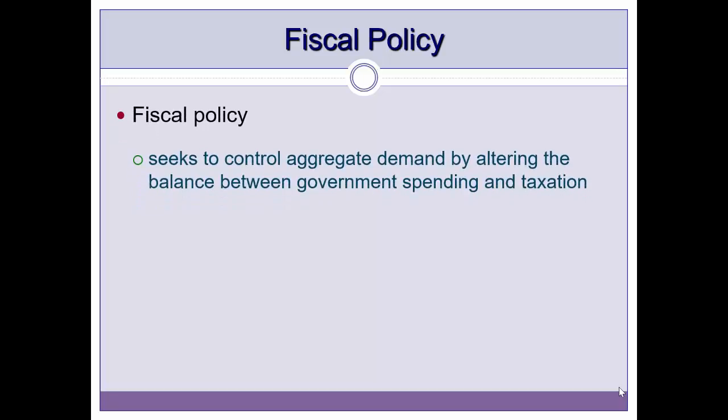Okay, so briefly, fiscal policy basically seeks to control aggregate demand by altering the balance between government spending and taxation. Well, what does this mean? It's quite a few fancy words in here.